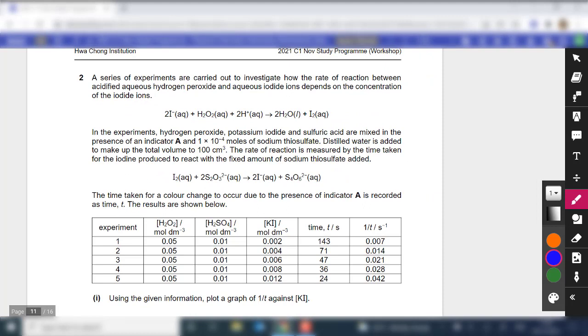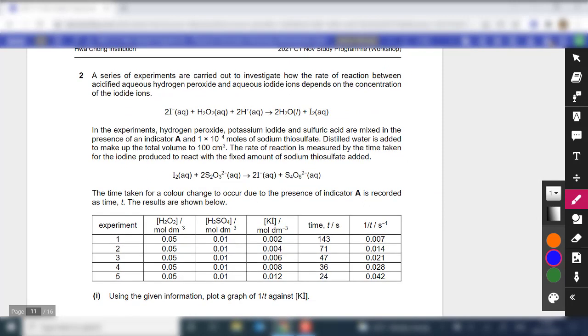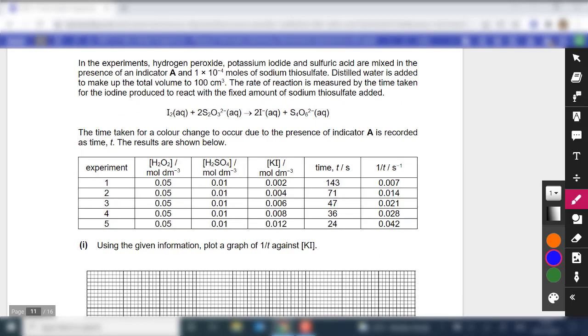The next question, question 2. We are looking at a series of experiments carried out to investigate the rate of reaction between H2O2 and I minus, depending on the concentration. In the course of reaction, it leads to the production of iodine. They will mix together with H2O, so this is also some form of clock reaction. Distilled water is added to make up the total volume, and the time taken for the color change due to the presence of indicator A is recorded. So in this case, you have an indicator A here.